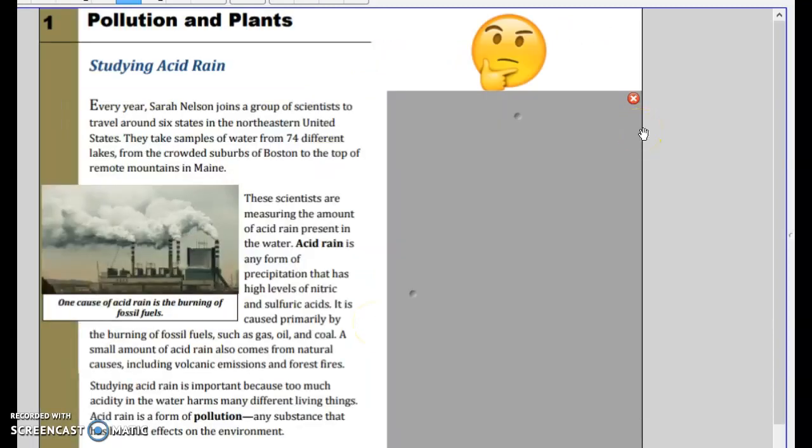So I would, if I were you, grab the worksheet that I gave you, and you might want to do it as you go along, or feel free to read the whole section or listen to the whole section before you do anything else. Studying acid rain, pollution, and plants. Every year, Sarah Nelson joins a group of scientists to travel around 6 states in the northeastern United States.